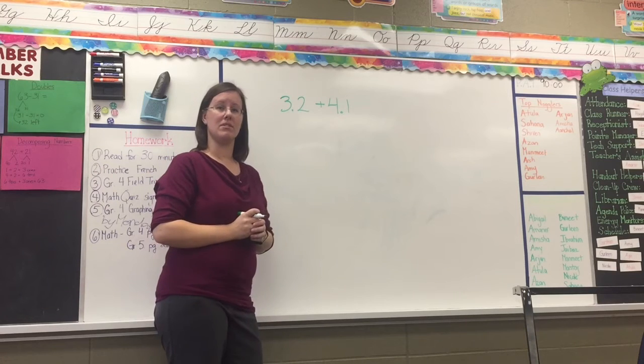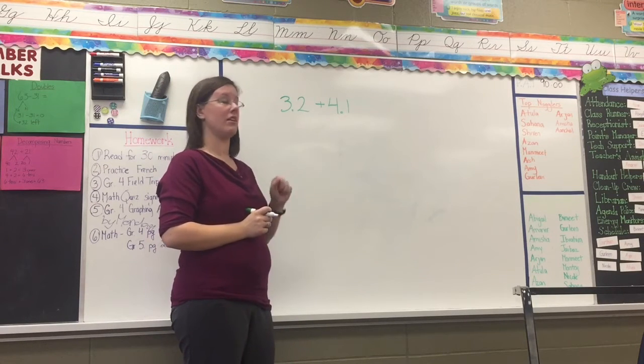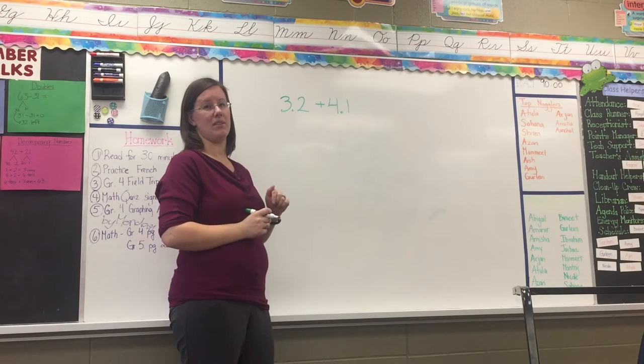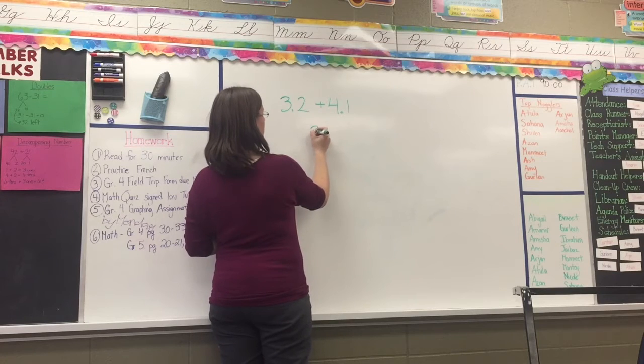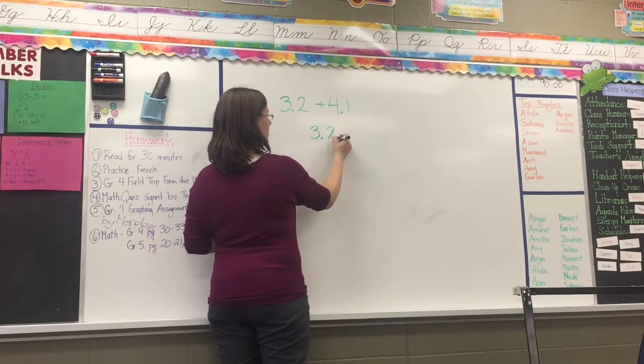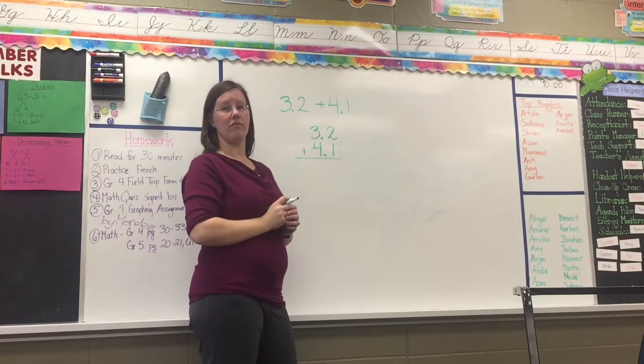The key with decimals is to add them like an algorithm, stacking one on top of the other. And the key thing that you need to make sure that you're doing is lining up the decimals so that you're adding the same place value together. So you would put 3 and 2/10 on the top, and 4 and 1/10 on the bottom, and then you add them together just like you would a regular number.